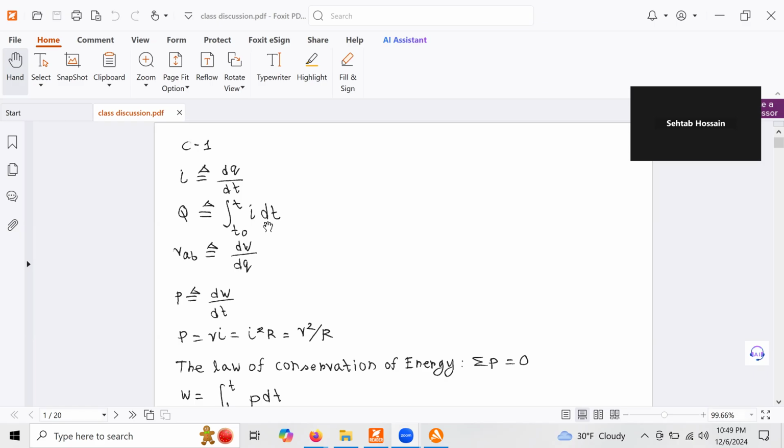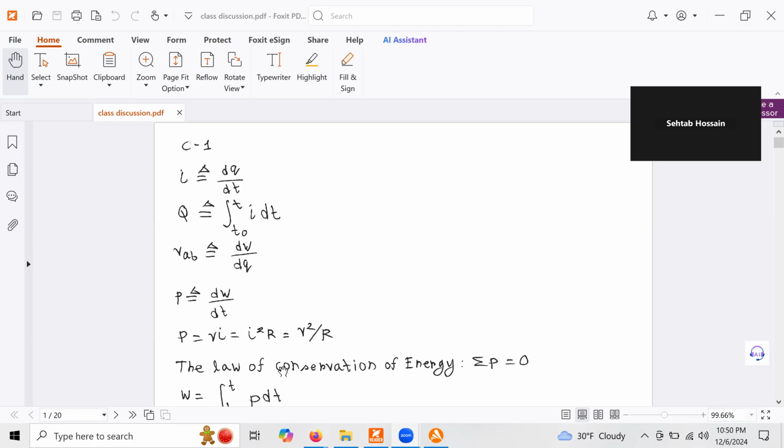Okay. So what is voltage? Voltage is the work done when a charge is moved from one point to another point. This is voltage. And what is power? Power is work done in unit time, so dW/dt.